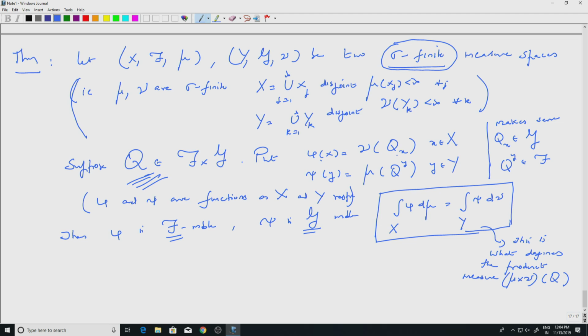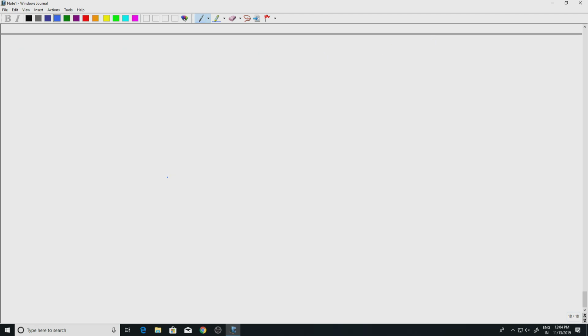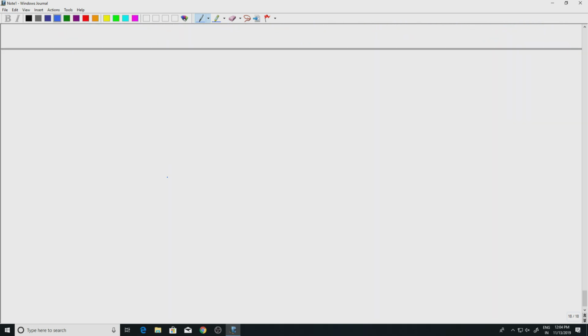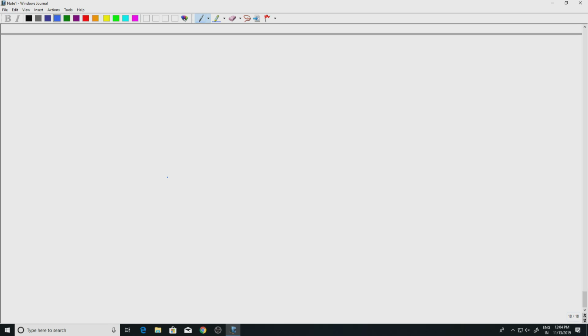Okay. The rest of this lecture would be to prove this theorem. The proof is not very difficult, but it is a very important result, because this is what defines the product measure on spaces. So, proof.